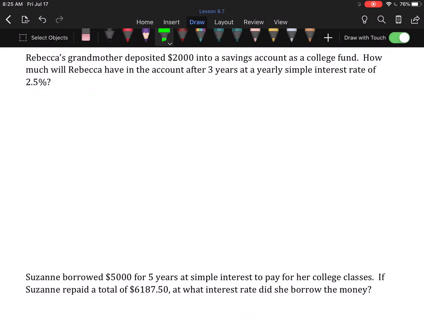Rebecca's grandmother deposited $2,000 into a savings account as a college fund. How much will Rebecca have in the account after 3 years at a simple interest rate of 2.5%? We're asked to get a total. Well, total is principal plus interest. The problem is right now, of course, I don't know what the interest is. So we have to figure it out.